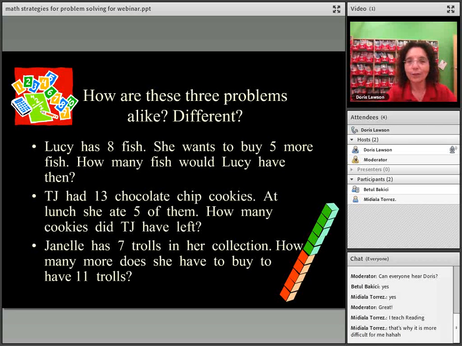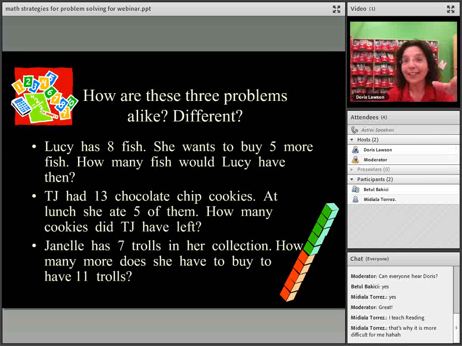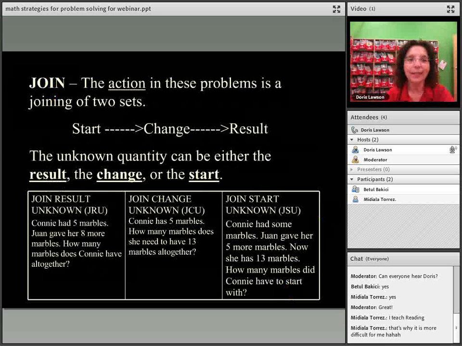So in the first 2, you have that standard. I have my start, I need a change, I need a result. Janelle has 7 trolls in her collection. How many more does she have to buy to have 11? All 3 of those have a start. The last one doesn't have the change. It has the result. And that's how you know that they're alike, all 3 of them, but the last one has a bit of difference.